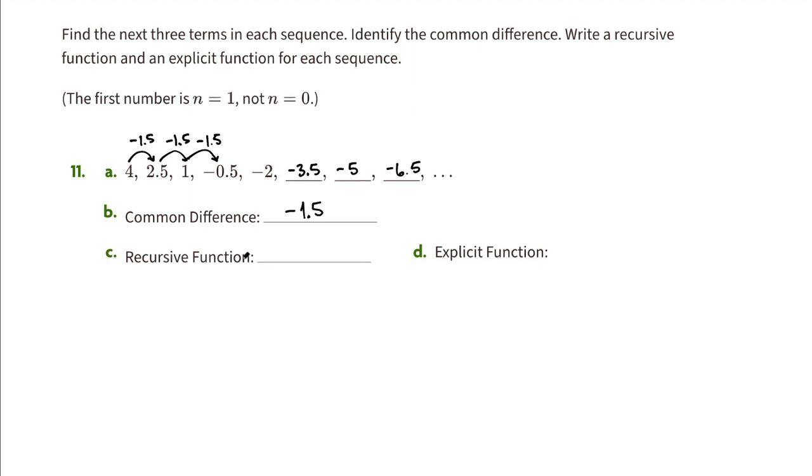Okay, the recursive function is where we write a term using the term before it. So the nth term, f of n, is the previous term, which is f of n minus 1, and then minus 1.5. And with each recursive function, we give a starting value. So our first term, f of 1, is 4.